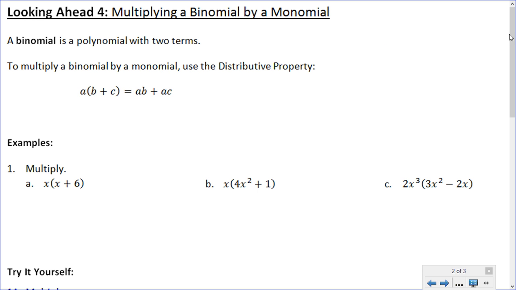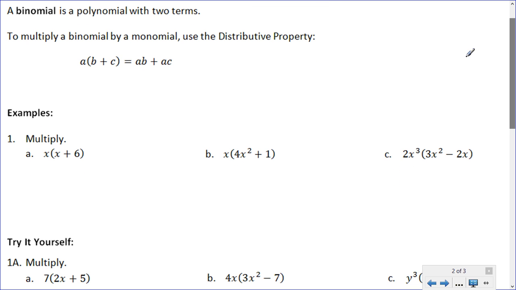So that's what we'll use to multiply a binomial by a monomial. For the first example, we want to multiply x times x plus 6. In order to do that, we multiply x times x, which is x squared. Now be careful here, it's not 2x because we're not adding, it's x squared because we're multiplying. So x times x is x squared, and then x times 6 is 6x.